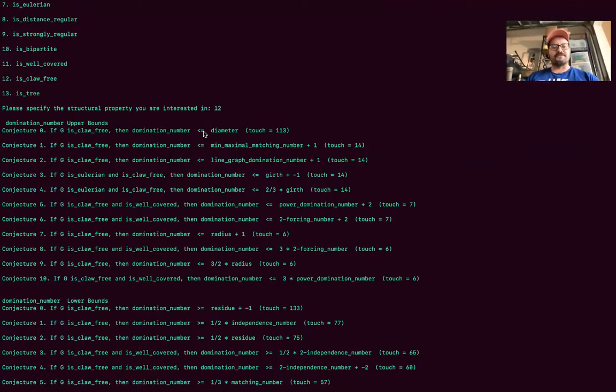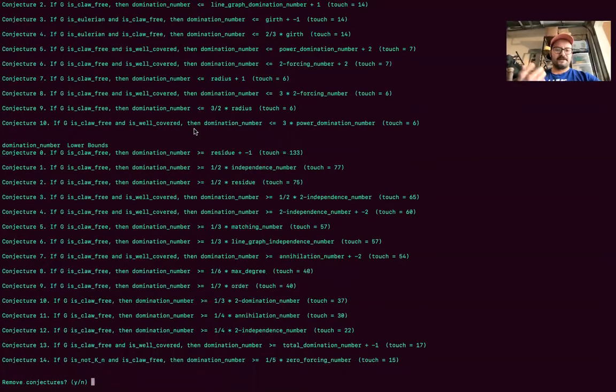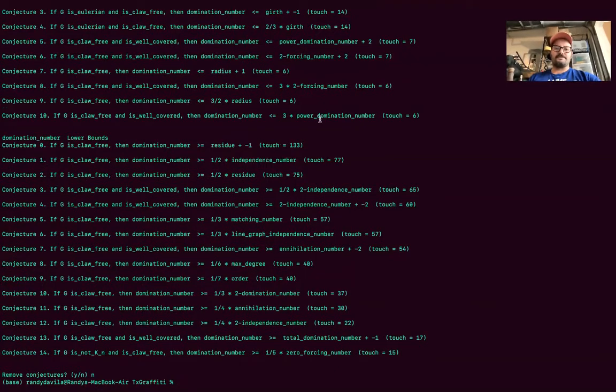And that's the whole purpose of TxGraffiti, is to stimulate mathematicians into looking at relations and exploring them more. So I don't want to remove anything. That's a short demo on how to use TxGraffiti.